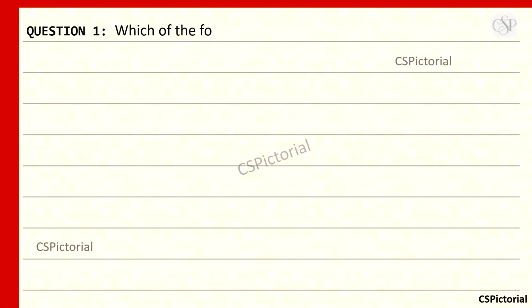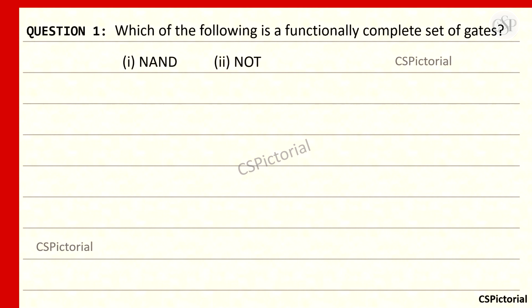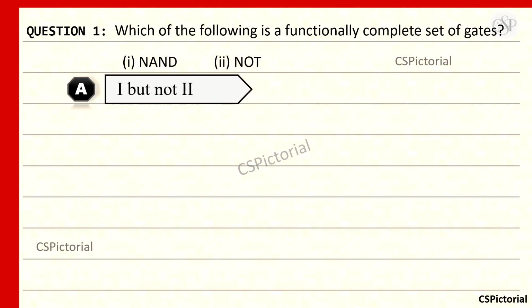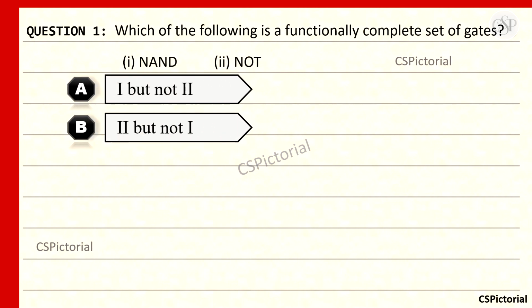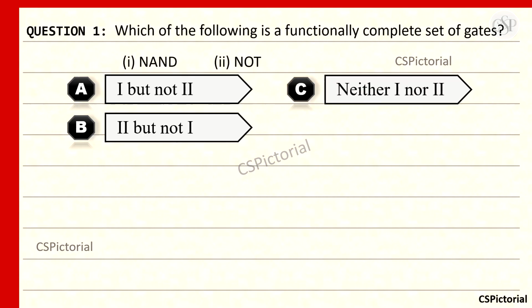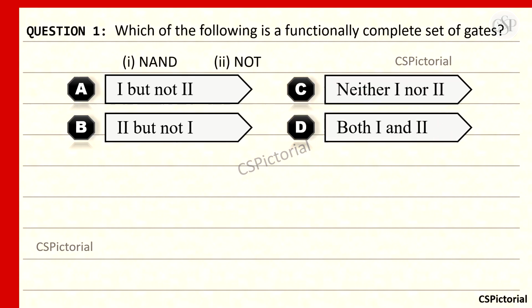Which of the following is a functionally complete set of gates? NAND, NOT. The answer is option A, first but not the second. That is, only NAND gate is functionally complete set of gates.